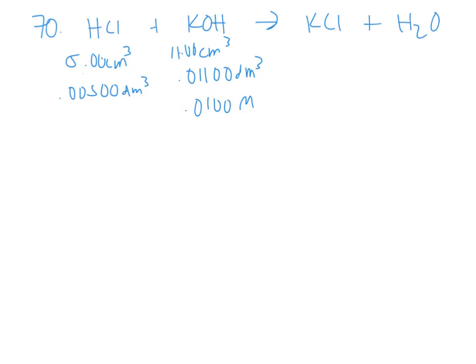So number 70, they're talking about gastric juice containing hydrochloric acid, 5 centimeter cube sample, and we'll write that down as our HCl, 11 centimeters of KOH with a strength of 0.01. So I've changed both of my volumes into decimeters cubed since we're using concentration here.